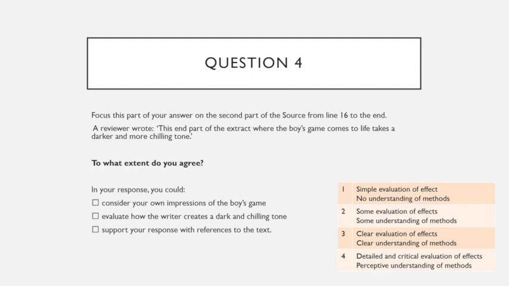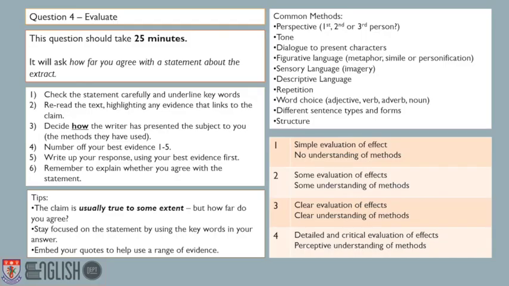There are some bullet points there which help you to guide your response, and they are suggestive, so you don't have to do these, but it would be certainly wise to do all 3, I think. You have to consider your own impressions of the boys' game, evaluate how the writer creates a dark and chilling tone, and support your response with references to the text. Here's some advice on how to complete this question.